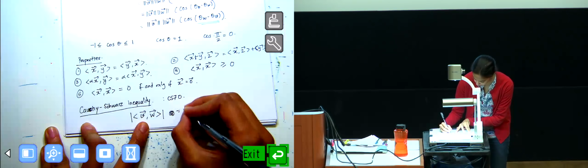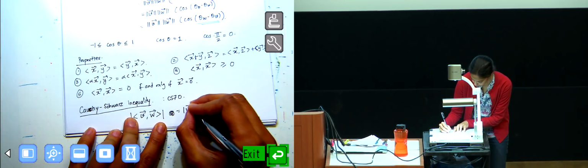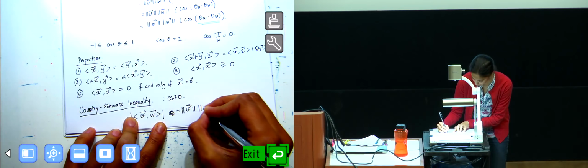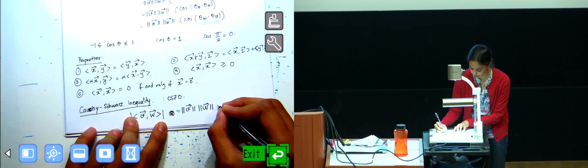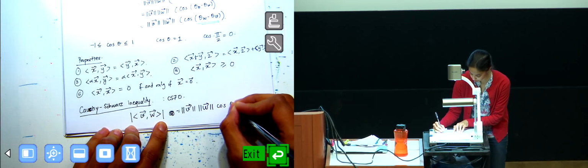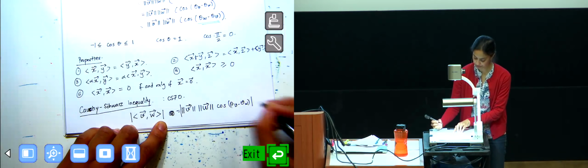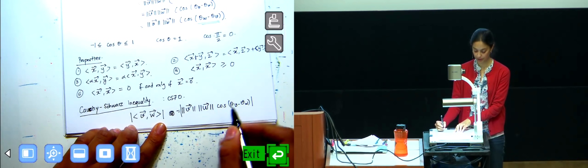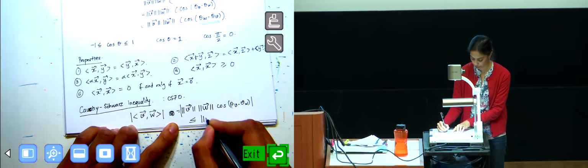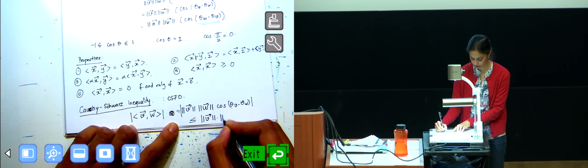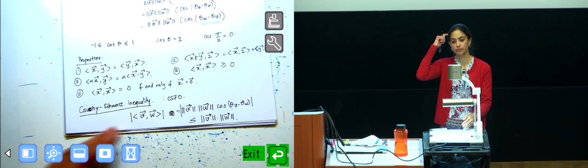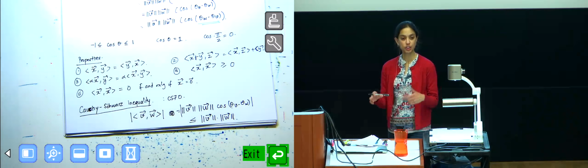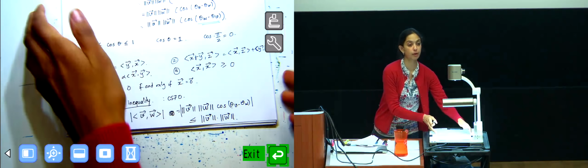let's do it this way. This is equal to the norm of v, the norm of w, times the absolute value of cosine of theta v minus theta w. But the absolute value of this cosine is always less than or equal to 1. So this is always less than or equal to the norm of v times the norm of w. So this is giving you an upper bound on the value of the inner product. If you look at the norms of the vectors, this is the largest that they can possibly be.